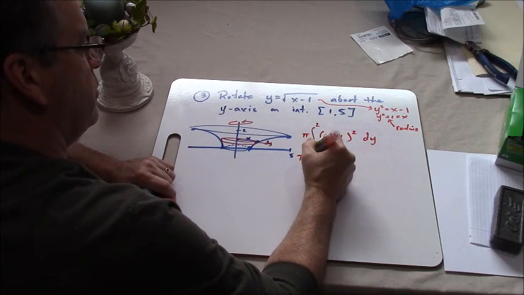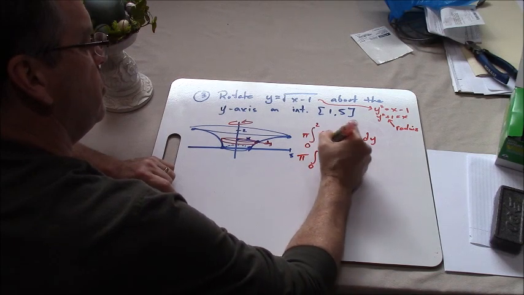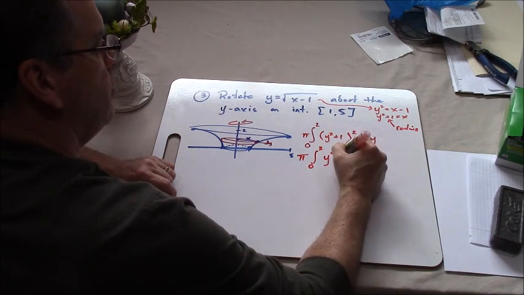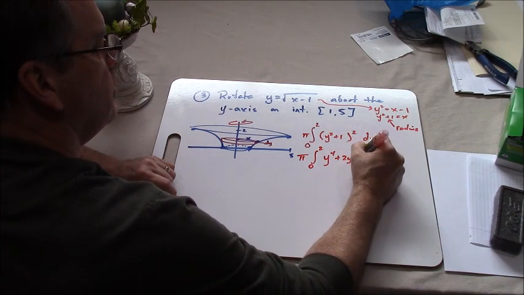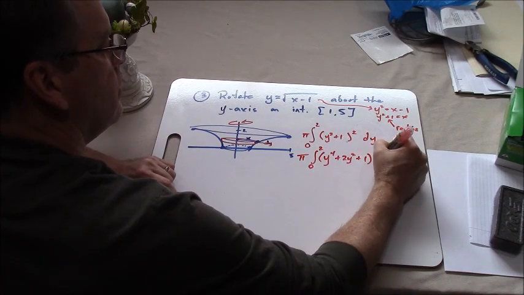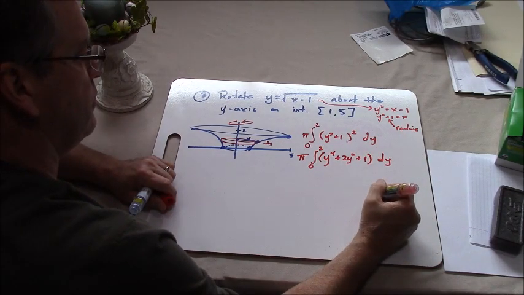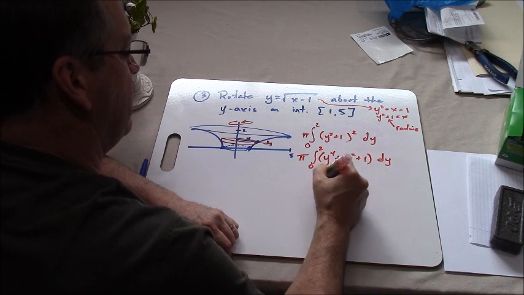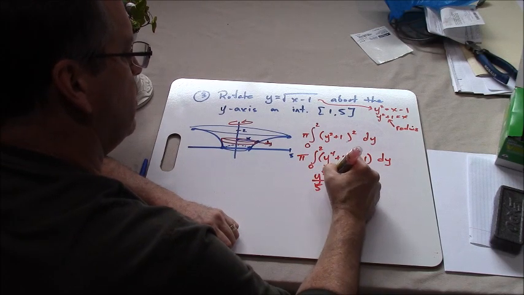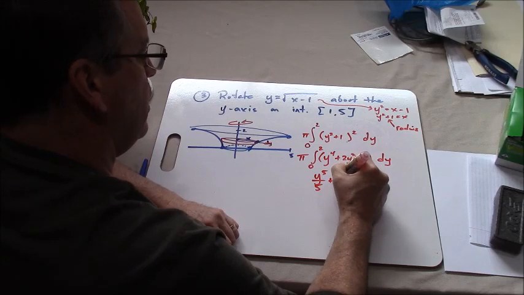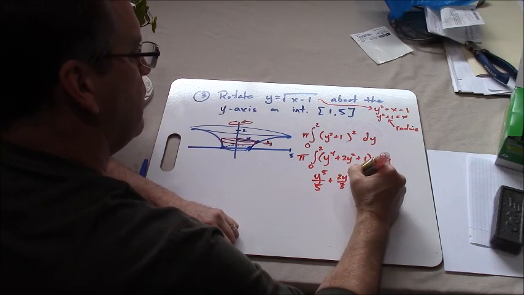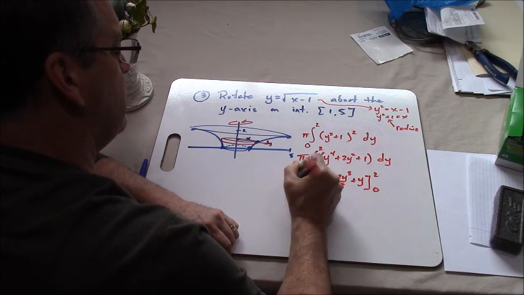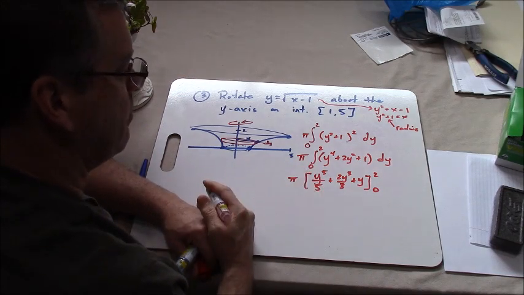So that means my integral is now the integral from 0 to 2. If I square this, I get y to the 4th, multiply the 2 and double it, plus 2y squared plus 1 dy. And so now if I solve that integral, I've got y to the 5th over 5 plus 2y cubed over 3 plus y, and we're going to evaluate that from 0 to 2, and then times pi.